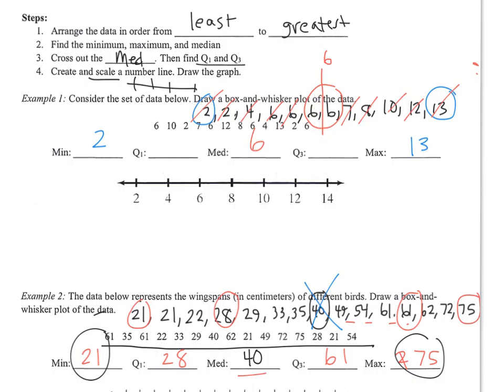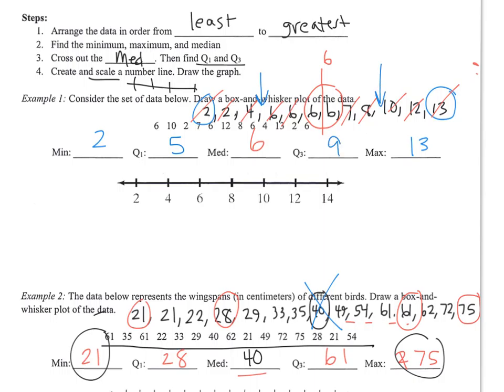So I'm still going to use these 1, 2, 3, 4, 5, 6. I'm still going to use this side and then this side. So the median of this side is 5. That's our Q1. The median of this side is 9.